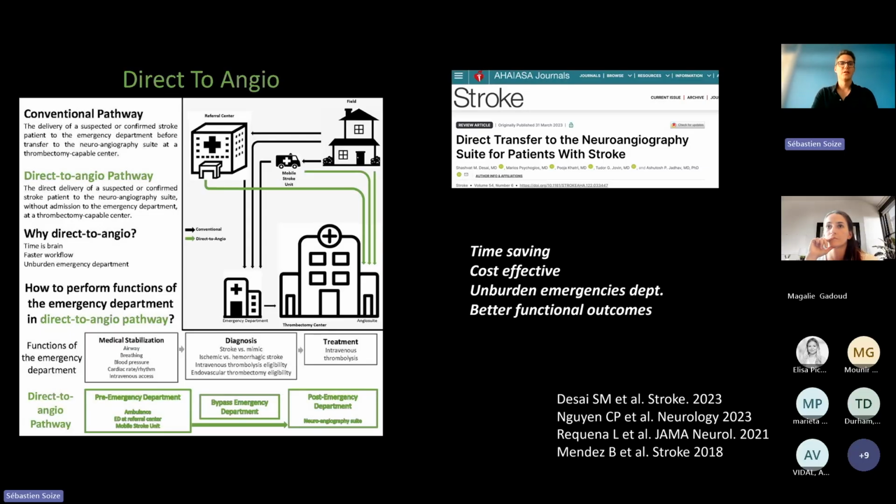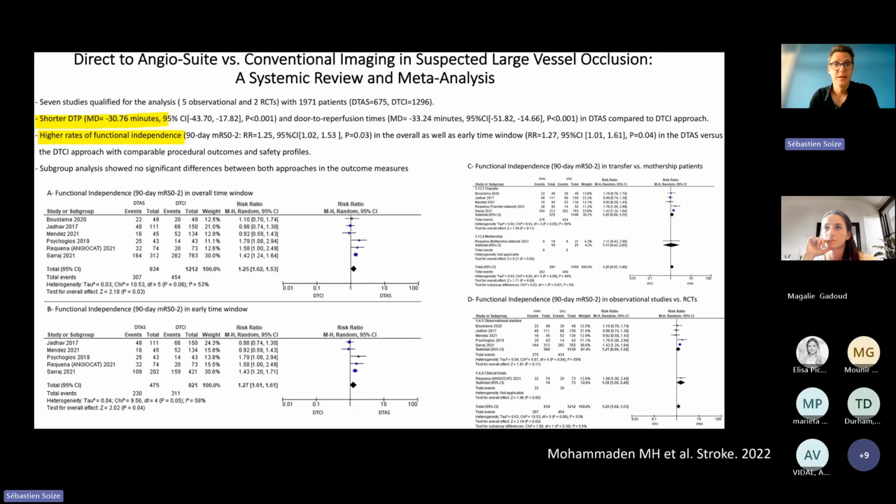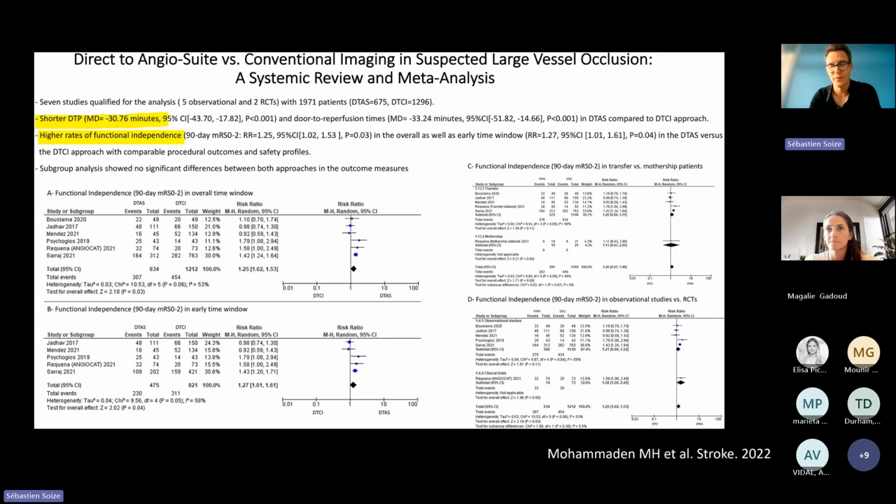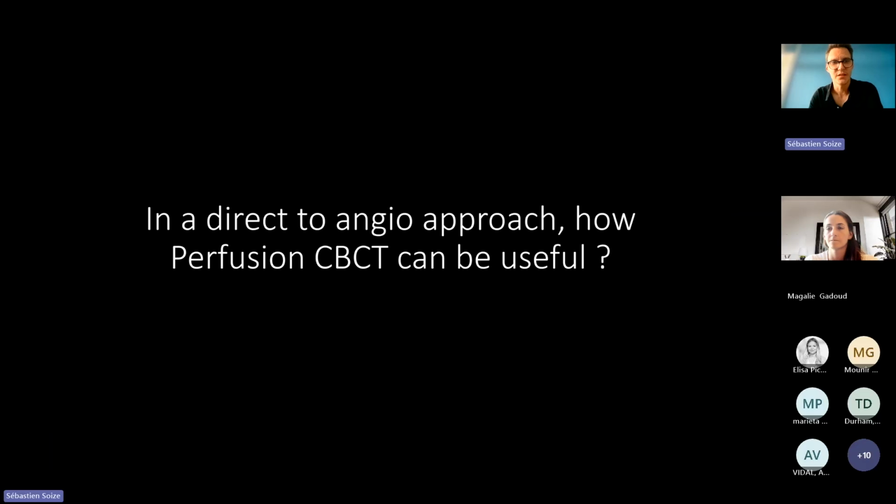So finally, the direct to angio or one-stop shop pathway is really interesting. You can save a lot of time. You can also save some money and have better results for your patients. If you look at this meta-analysis, you can see that with a direct to angio suite, without perfusion imaging, you save around 30 minutes, meaning that with the perfusion imaging addition and the treatment, you may save 25 minutes. Something like that is real in real life.